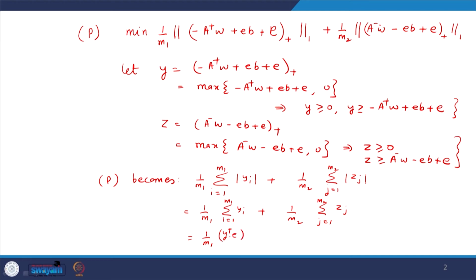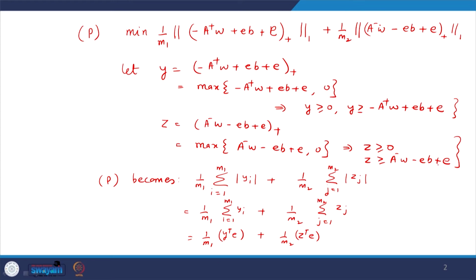E is a vector of ones, y1 plus y2 plus y3 up to y_m1, and this is 1 by m1. Then 2 times z transpose E, z1 plus z2 plus z3 up to z_m2. So, this will be the objective function subject to these constraints.